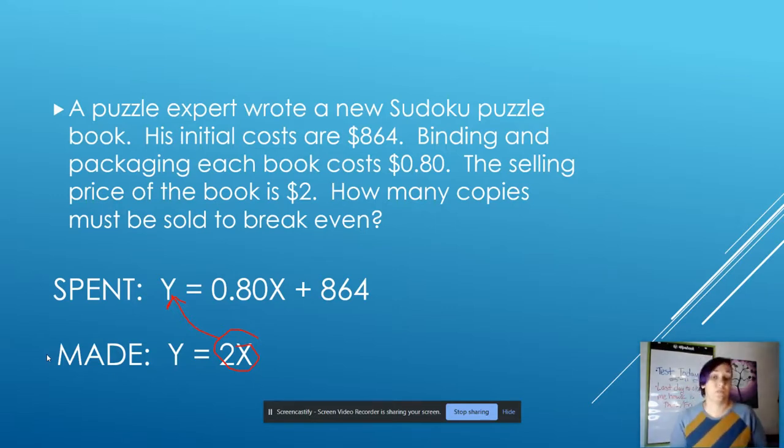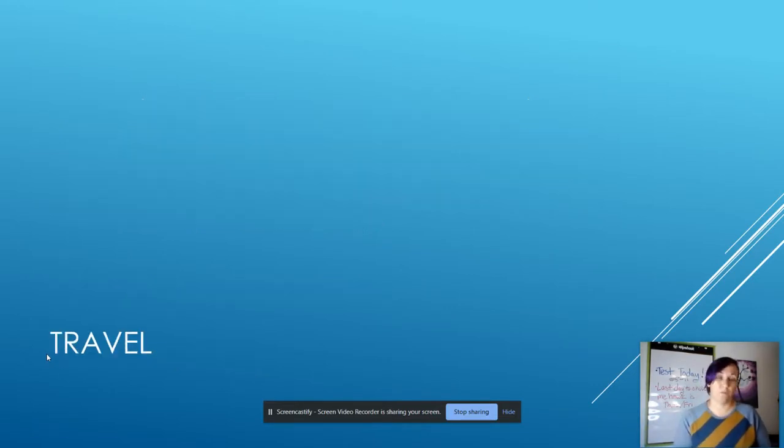This is our first type of word problem. Our second type of word problem is called a travel problem. In these problems, you will be traveling in two directions. You will have a starting point, you will go somewhere, and then you will come back to your starting point. So traveling to somewhere and back.